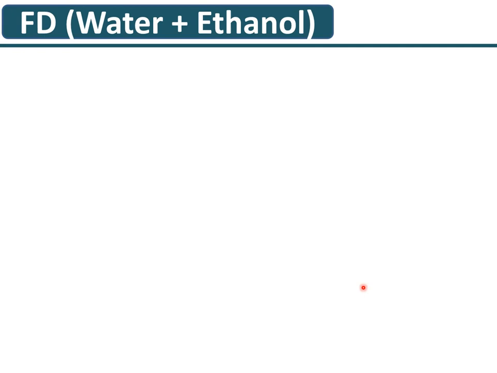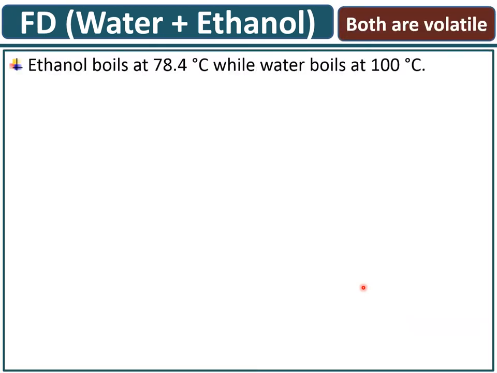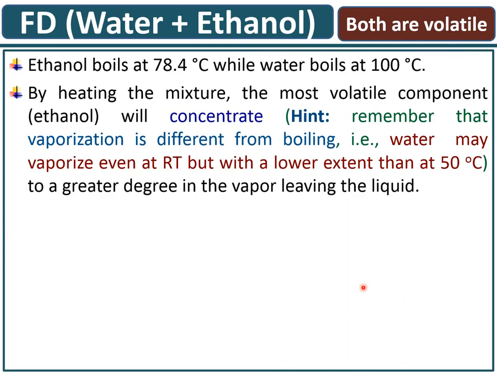Both, of course, are volatile, and ethanol boils at 78.4 degrees Celsius, but water boils at 100 degrees Celsius, which means that ethanol is more volatile than water. So you expect that the vapor will be richer in ethanol than in water. So by heating the mixture, the most volatile component, which is ethanol, will concentrate to a greater degree in the vapor, leaving the liquid.